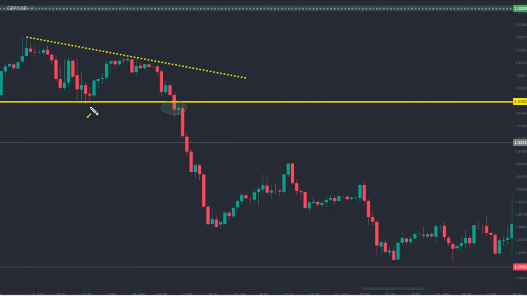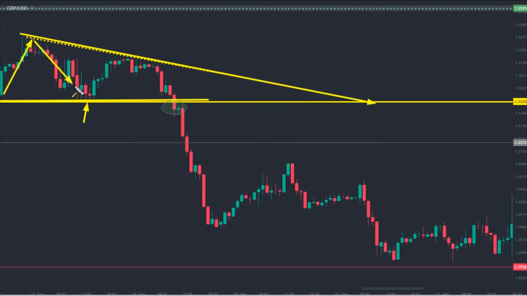The market was facing support here. There we got a horizontal resistance level. There we got a descending trend line. You can see here market went higher, fell down, went higher, fell down, and then yes, then we have a breakout here.